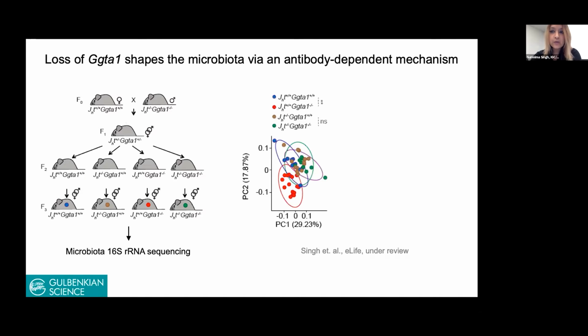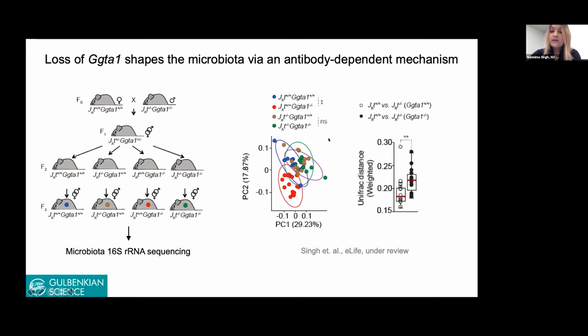Principal component analysis for weighted UniFrac shows that the wild-type mice in the presence of antibodies in blue differ significantly from the knockout mice in the presence of antibodies in red, showing that indeed loss of GGTA1 shapes the microbiota. In the absence of antibodies in brown and in green, this difference disappears. The weighted UniFrac distance between the knockout mice with and without antibodies was higher than the wild-type mice with and without antibodies, showing that the antibody-mediated shaping of the microbiota is enhanced in knockout mice versus the wild-type mice.